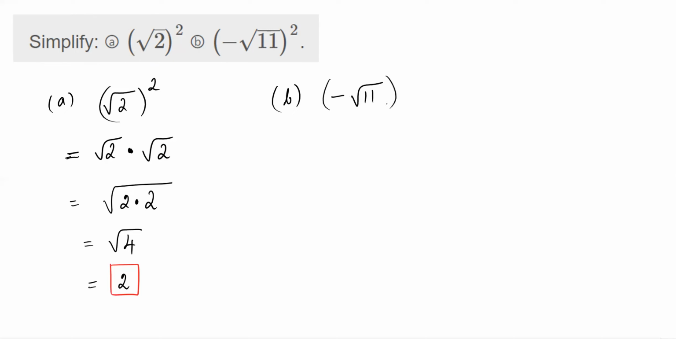Negative square root of 11 the whole squared. Now remember, the base is with the negative. The whole thing is being squared, right? That's your base. Again, you have to go way back to when we learned about the flag and the flagpole, right? The flagpole is your base, the flag is your power. So what is the flag attached to? The flag is attached to this base, which is negative square root of 11. It's very important to identify this so that you know that you have to multiply negative square root of 11 twice.